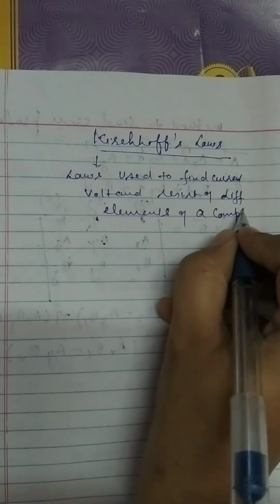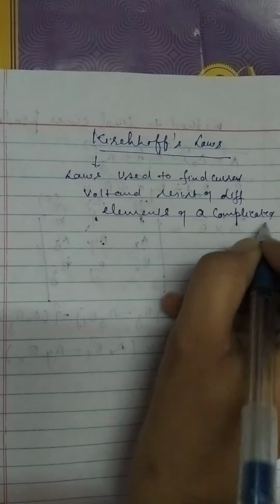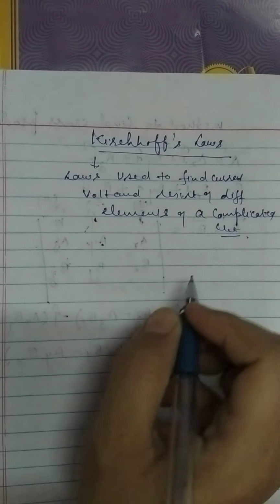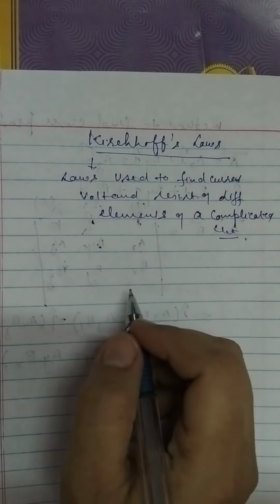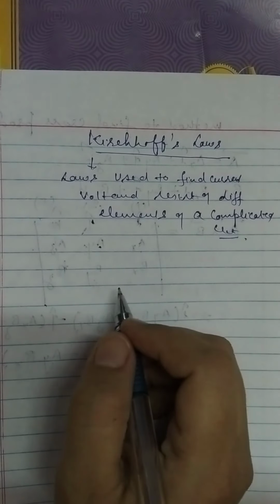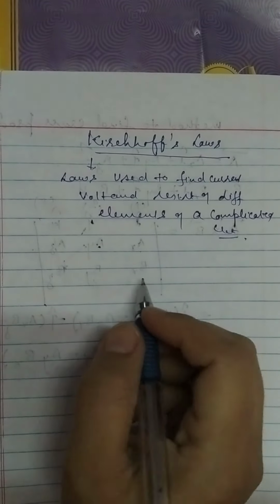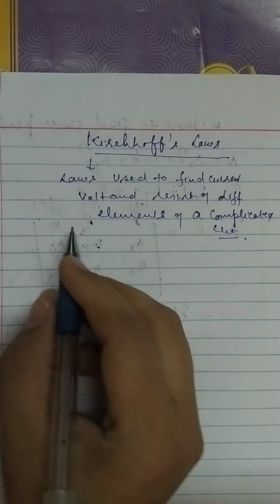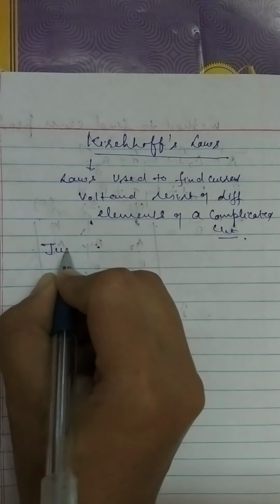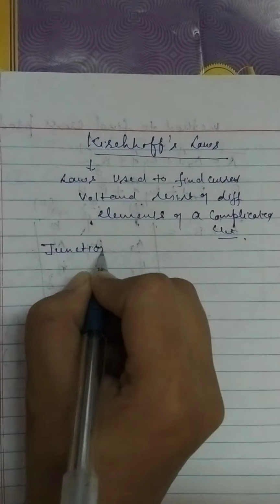What do you mean by a complicated circuit? Here complicated means we do not identify whether the combination is series or parallel. We are not sure which combination it is. So while discussing Kirchhoff's law, we will use the point junction. What is a junction? ये हम use करेंगे.